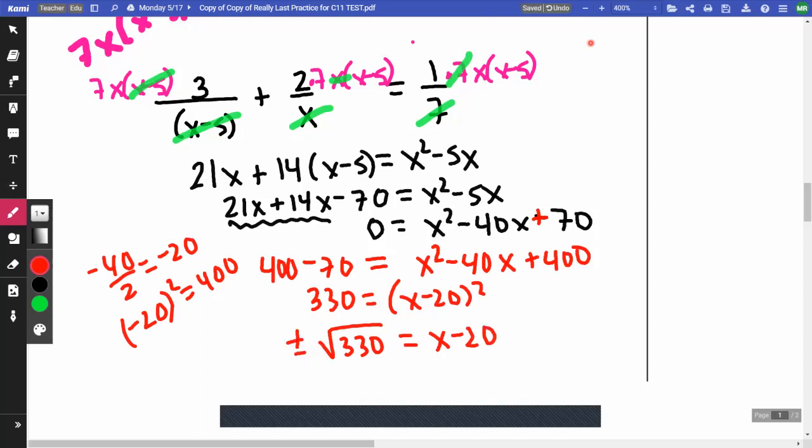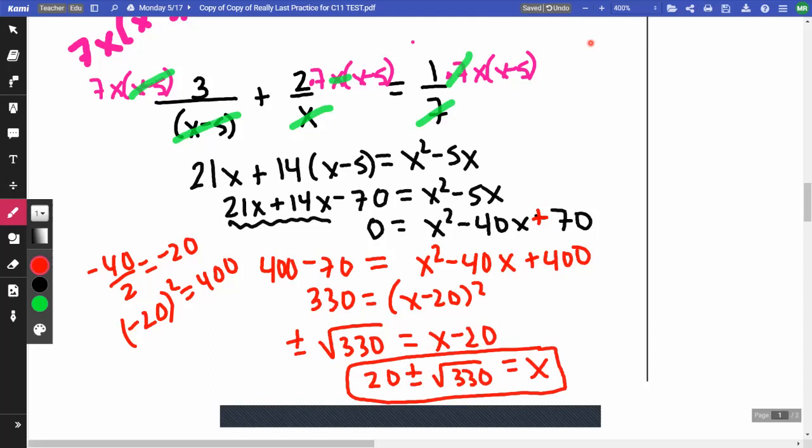Sorry, plus or minus, always plus or minus. And then I'm going to add 20. So I'm going to get 20 plus or minus root 330. And you can put that into your calculator if you want to get decimal approximations.